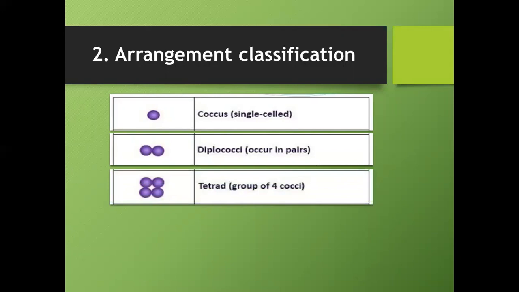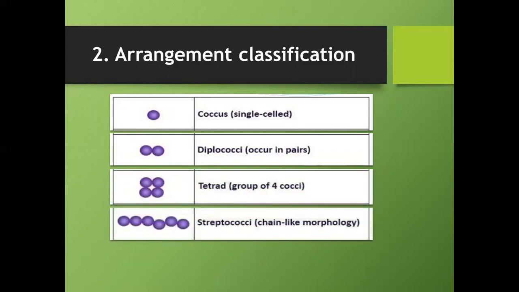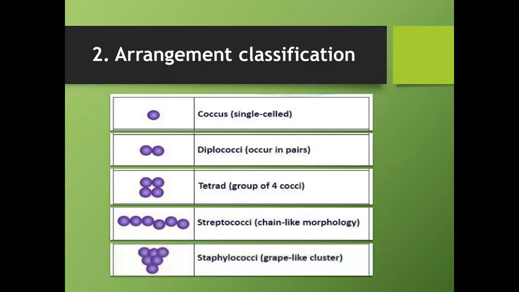We have tetrads, which occur as four. We have streptococci, which occur as a chain. Strep means a chain, and cocci are the round shaped. And we can have staphylococci because they occur as clustered. Staphylococci, they're clustered together, so that's why they're called staphylococci. So these are very common.